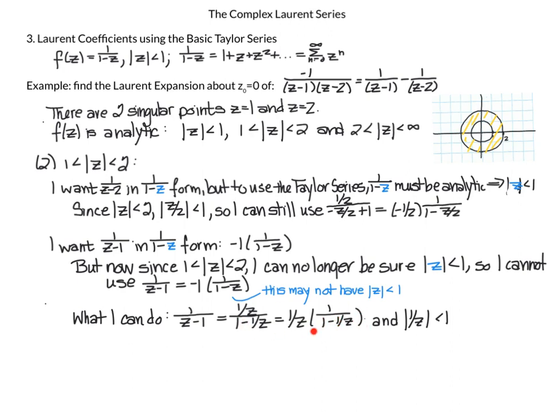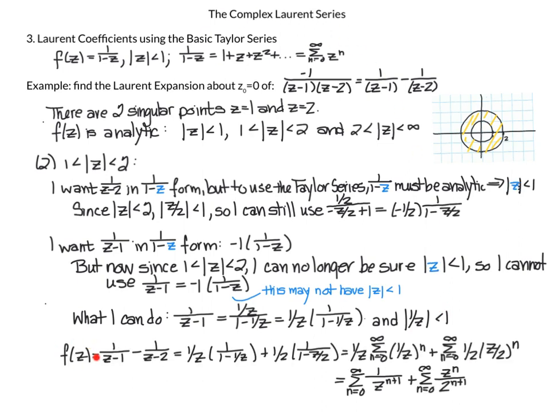So when I divide by z, I factor out the z, and I'm left with 1 over 1 minus 1 over z. And in this case, since we know z is between 1 and 2, we also know 1 over z is going to be less than 1. And since it's less than 1, we can plug into the basic Taylor series. This is going to mean f of z is equal to 1 over z minus 1 minus 1 over z minus 2, for 1 over z minus 1.